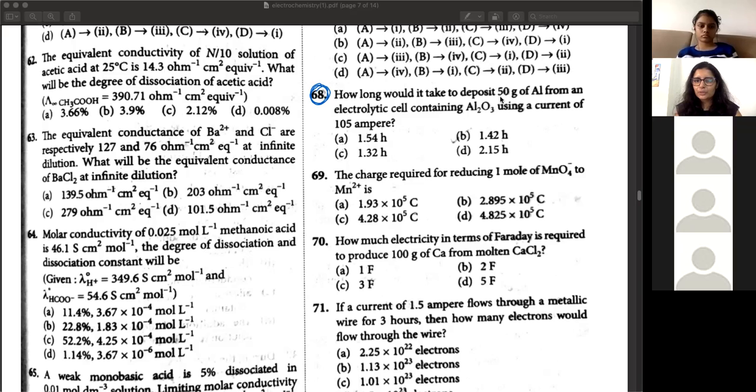So how long would it take to deposit 50 grams of aluminium from an electrolytic cell containing Al2O3 using a current of 105 ampere? Okay, first of all, what is the reaction that is taking place in this scenario? An electrolytic cell containing Al2O3, electrolysis is taking place, right?